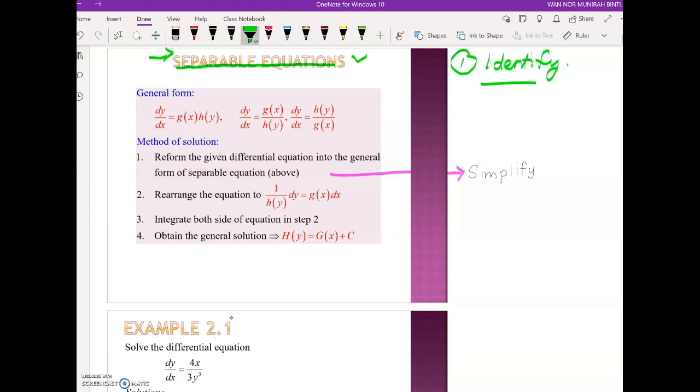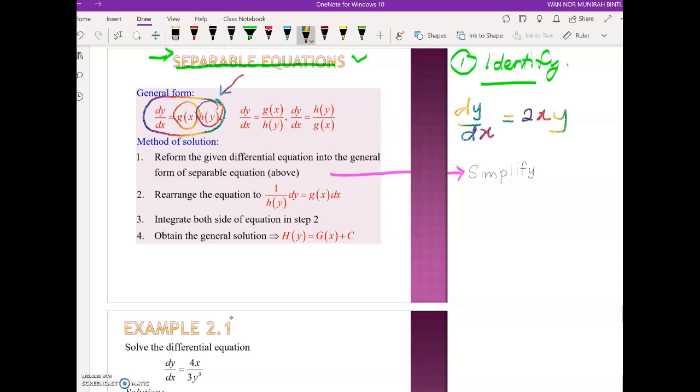So how do we identify it? Now we move to separable equations. How do you identify that you have a separable equation? The equation is called separable if you have an equation in the form dy dx equals g of x times h of y. For example, you have dy dx equals 2x, where 2x is g of x, a function of x, and h of y is a function of y. For example, you have 2xy. That is in this form.